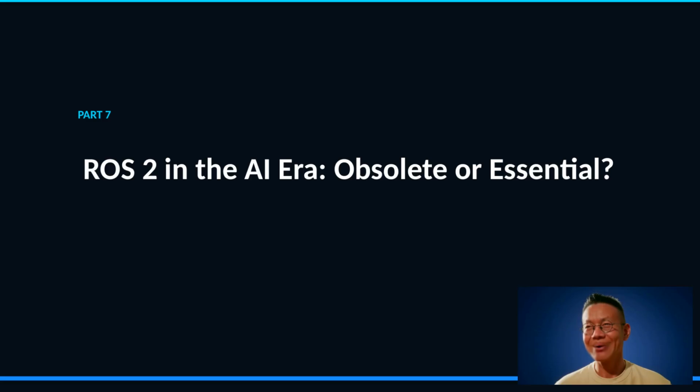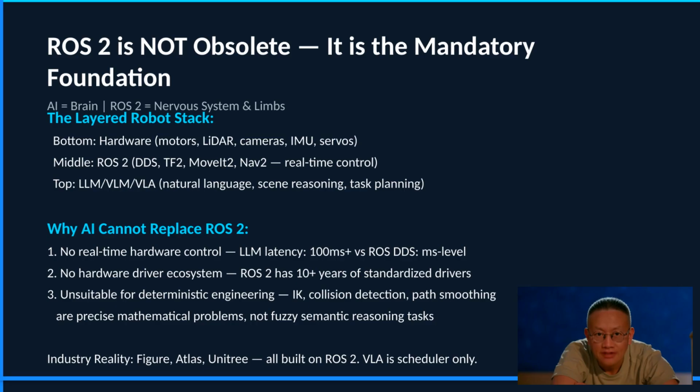Part 7, ROS 2 in the AI era. Is it obsolete or essential? ROS 2 is not obsolete. It is the mandatory foundation. AI is the brain, ROS 2 is the nervous system. LLMs cannot replace real-time hardware control, hardware driver ecosystems, or deterministic engineering.